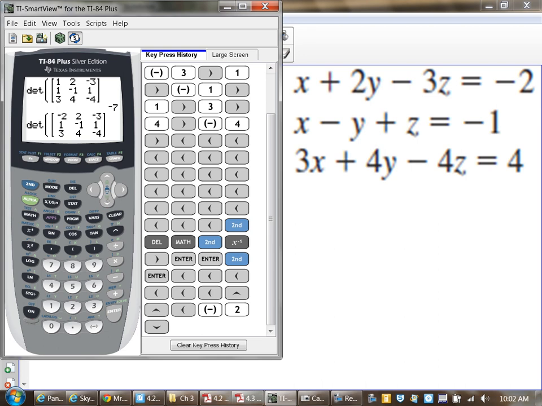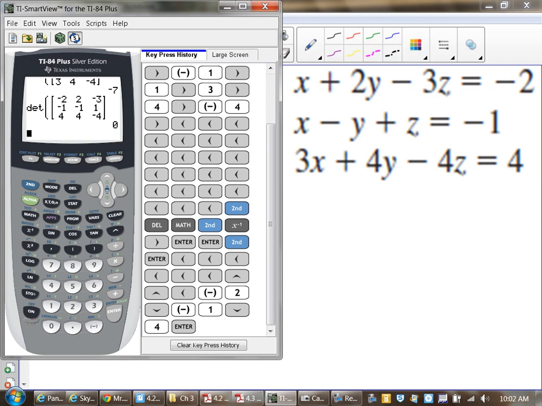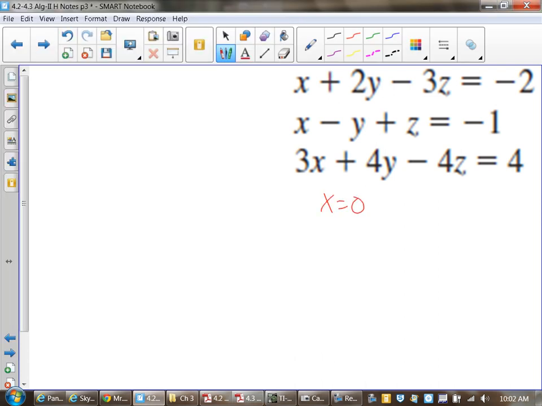You'll have to do this 3 times. Yeah, it's much better than doing this by hand. Okay. Now in this case, when I change that column, my determinant's going to change. I get 0. So what's the value of x? It's going to be 0. So I know in this case, by using my calculator, x is going to equal 0.